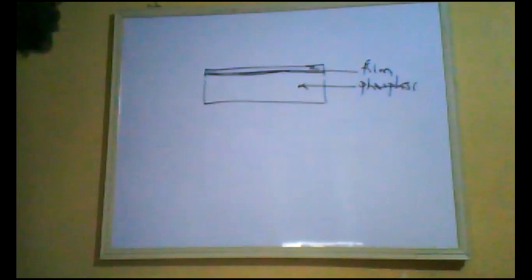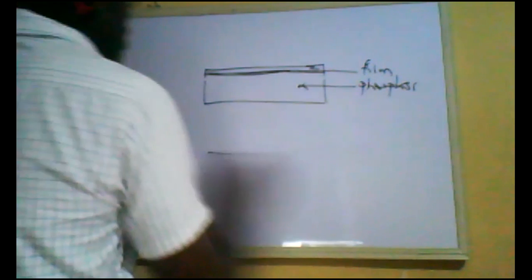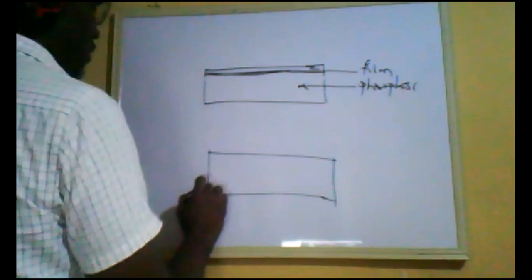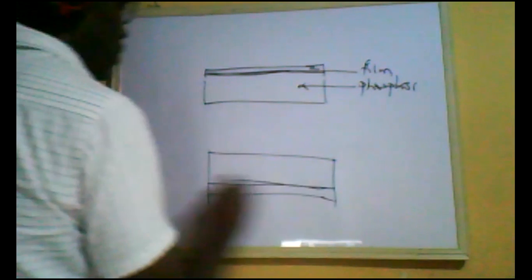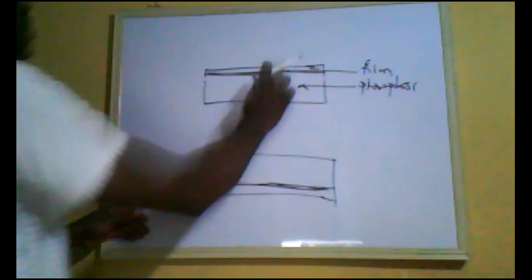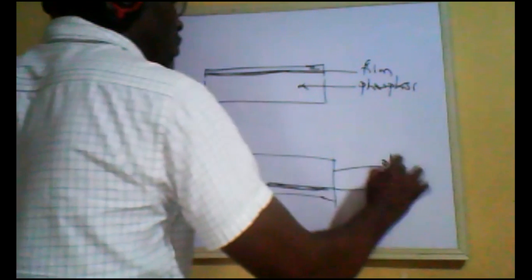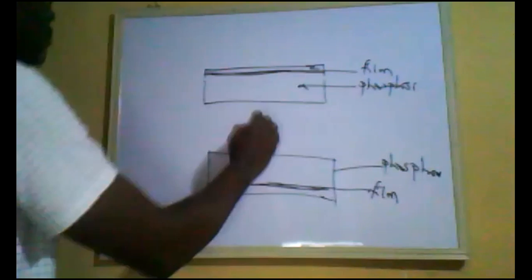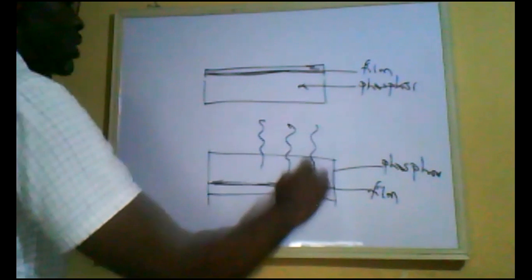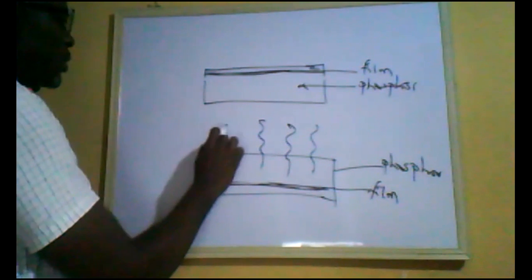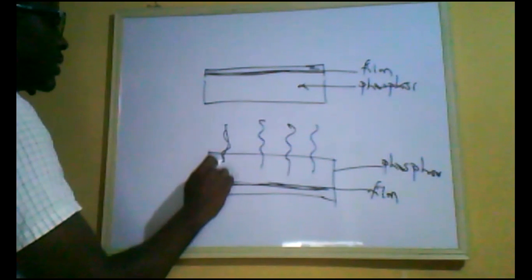Why? You cannot turn this over this way. You now have a film here. You might be asked to explain why we use this and not this. This is a film. This is our phosphor. In this configuration, you have an X-ray beam coming this way, hitting the phosphor. You can hit the phosphor at any depth.